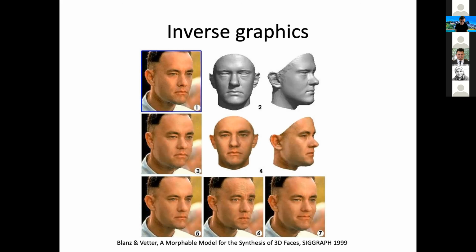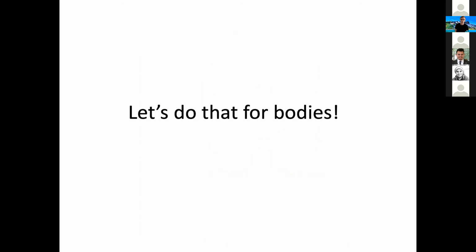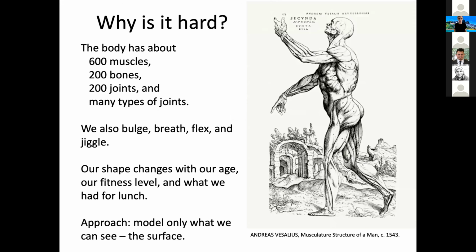In the seminal paper by Blanz and Vetter, they just focused on the face. They used principal component analysis to build a shape space of faces and their appearance. And then they could take an image and, using an optimization-based approach, solve for the shape of the face, the lighting in the scene, the albedo of the face, and its pose parameters. It was really quite a groundbreaking and inspiring piece of work. So the natural thing was, when I started thinking about this, well, let's do that for bodies, of course.